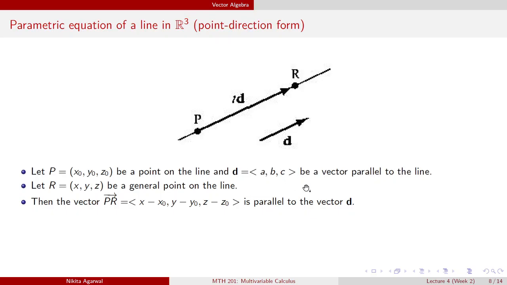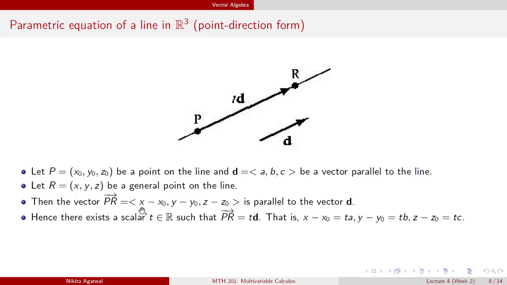Our aim is to find this x, y, z in terms of x0, y0, z0 and a, b, c. What is given to us? We are given a point P and a direction D. We want to find the coordinates of R in terms of these. So if you look at this picture, this vector PR is parallel to this vector D, right? So what is this vector PR? PR is given by x minus x naught, y minus y naught, z minus z naught, and it is parallel to the vector D, right? If it is parallel to the vector D, then there is some scalar t such that this vector is equal to t times D. That's what we mean by parallel vectors.